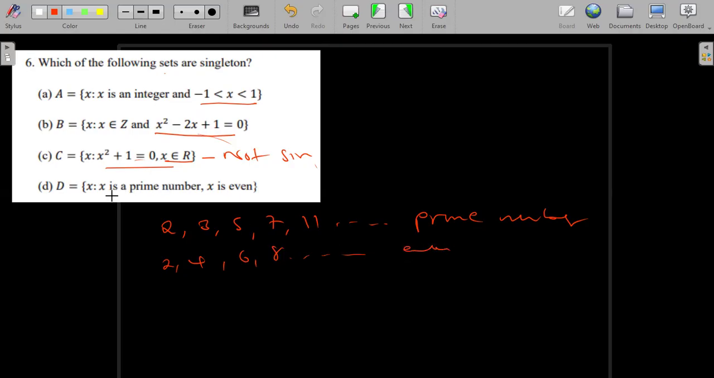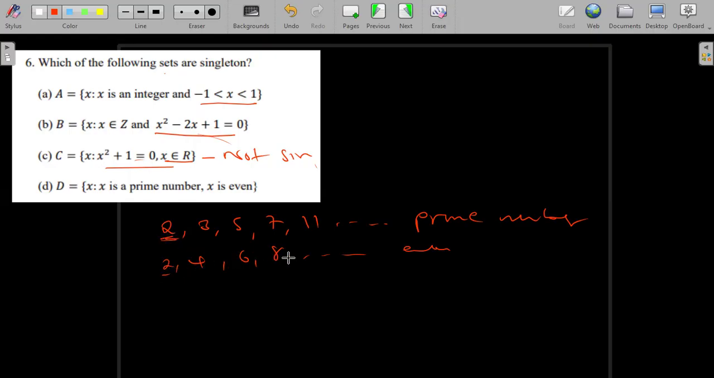So now they're telling us X is a prime number and X is even. When you look at this definition, that is going to be empty because there's no prime. Okay, no, it's not going to be empty. You check which prime number is even. The prime number that is even is 2. That's the only prime number that is even.